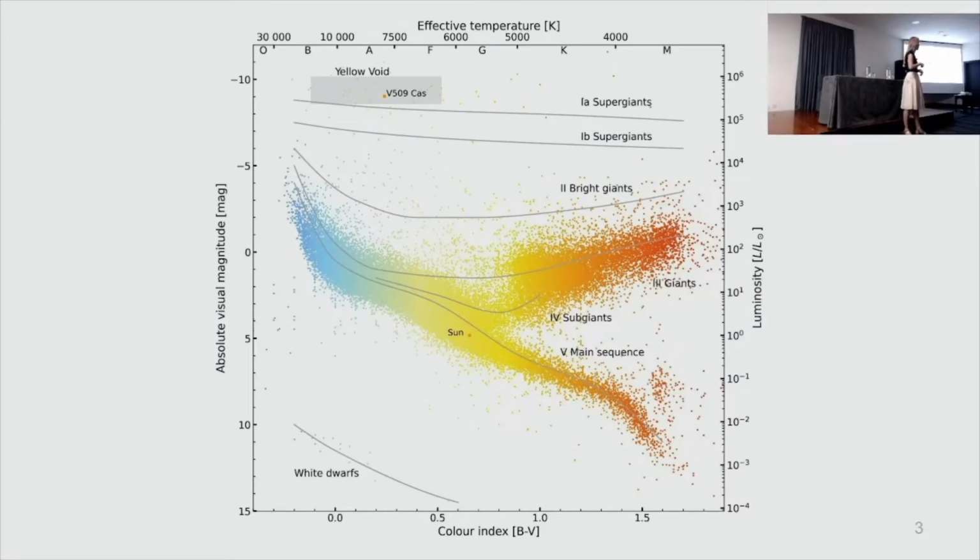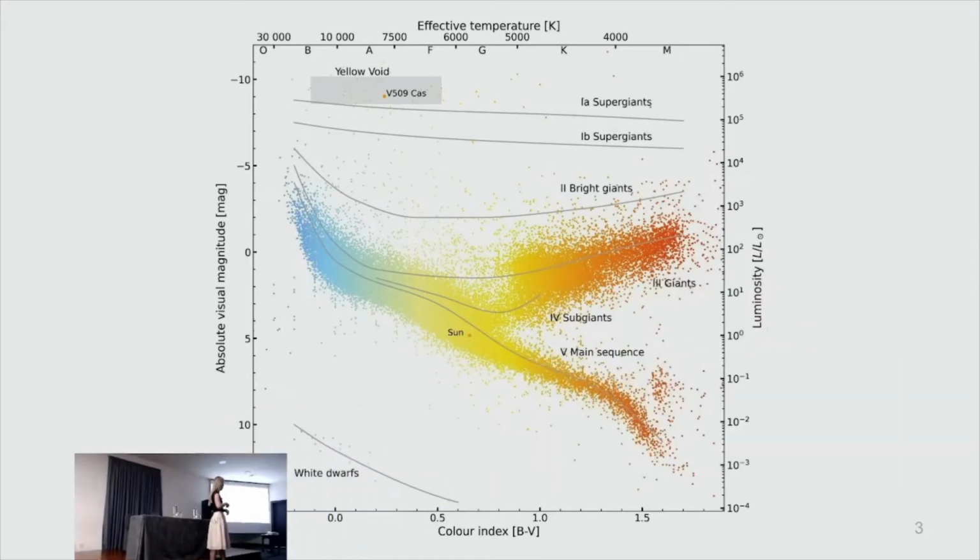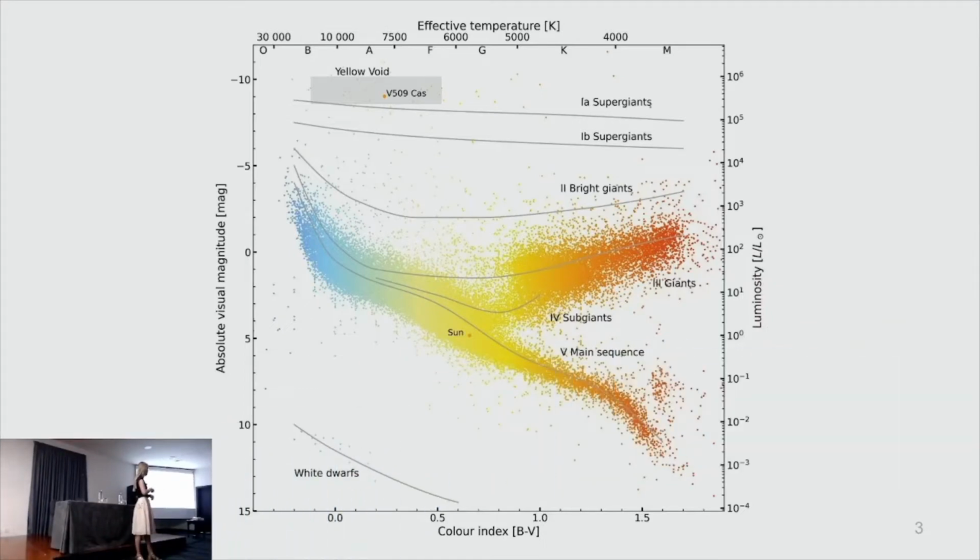So here is the Hertzsprung-Russell diagram, and the yellow hypergiants have started their journey as massive stars on the main sequence. And from then on, they evolved to become red supergiant stars. In that stage of evolution, they lost about half or even more of their initial mass. And after that, they started to evolve back towards the bluer region of the diagram. In that area, they encounter the yellow void.